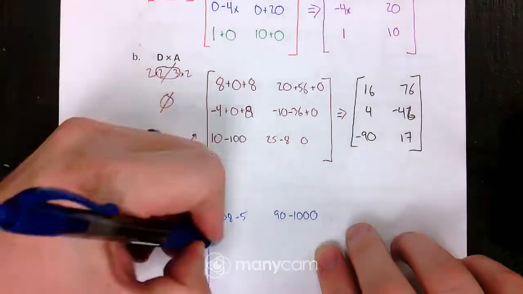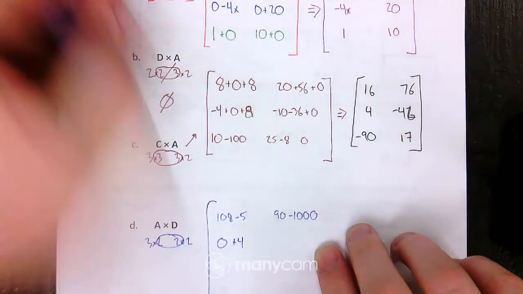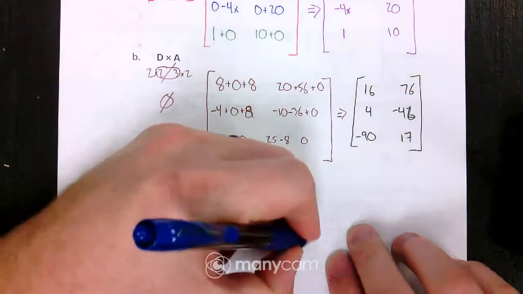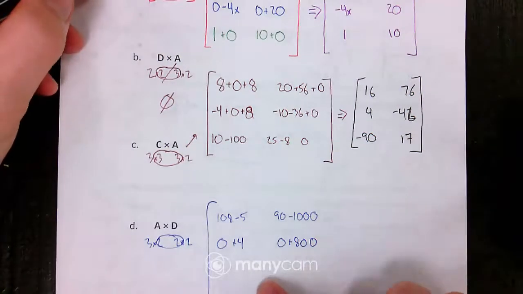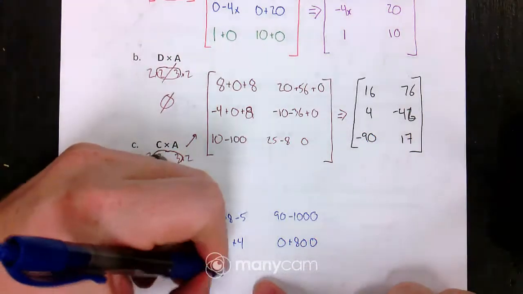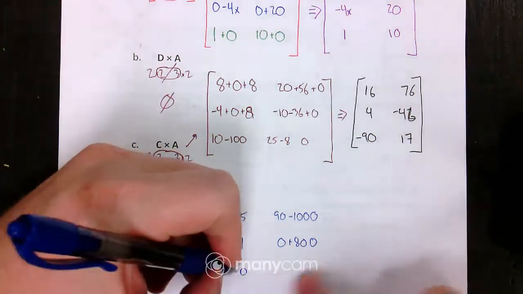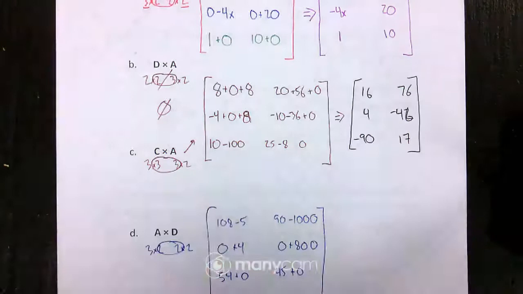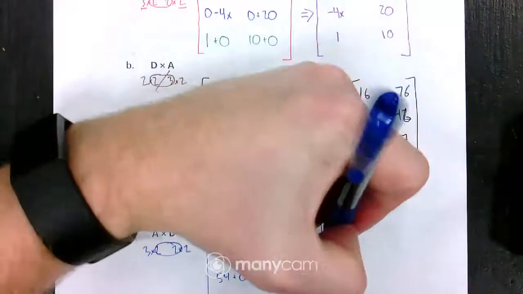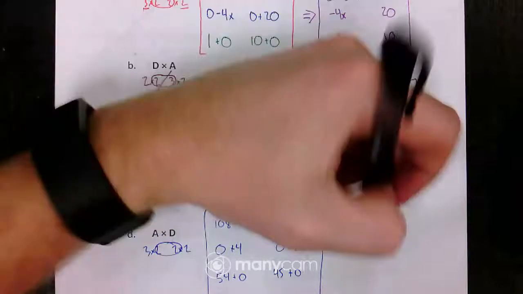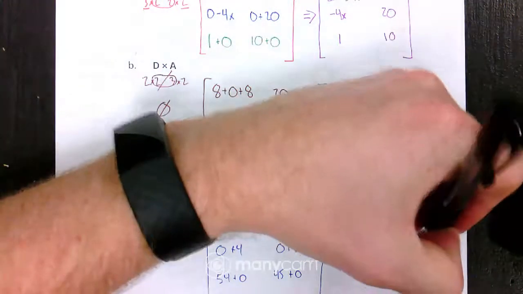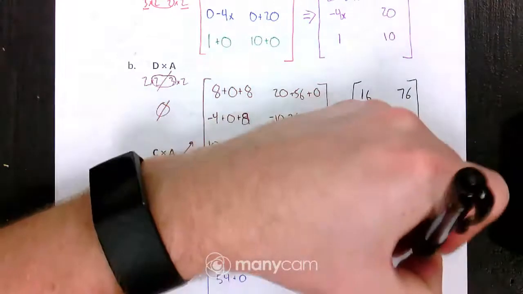Alright, now I go to my next row. 0 and positive 4. 0 and positive 800. 1, I do my next row. 1 and 54, which is just 54. And 0 and 45. And 0. Man, those zeros really make this a lot easier, don't they? Alright, I add all those up. That gives me 103, negative 910, 4, 800, 54, and 45.